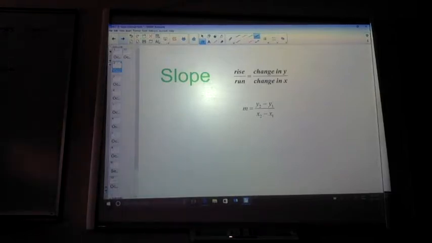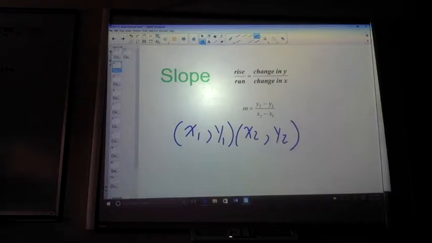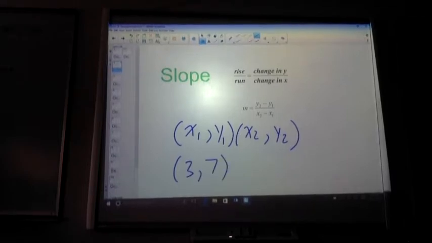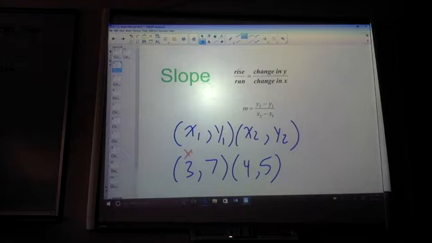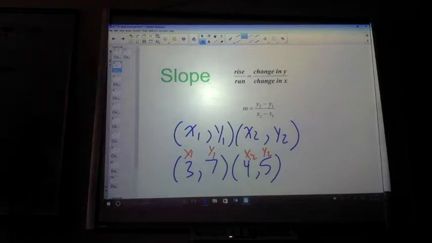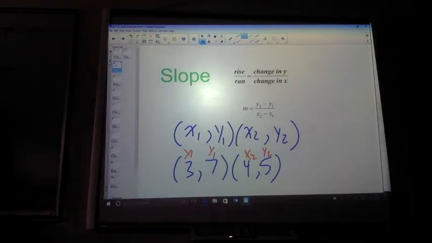So if you had some point given to you, that's how you're satisfying it. So if you had, for example, say 3, 7, 4, and 5, you could label this x1, y1, x2, and y2. Okay? That's where we're going with this problem.